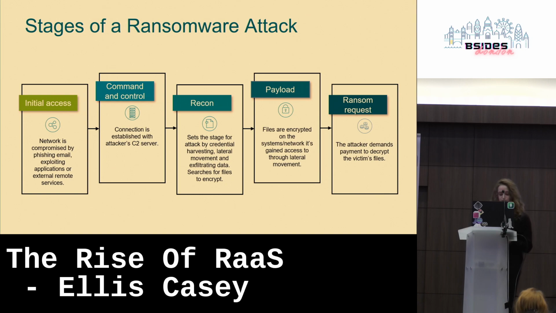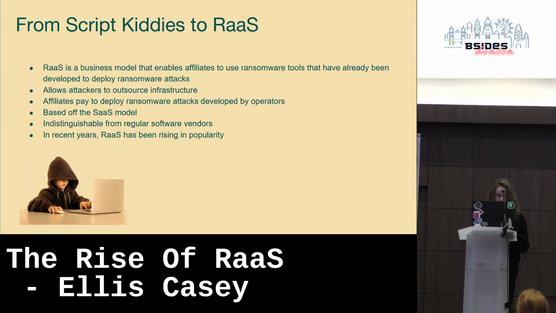In the next phase, the ransomware sets the stage for attack by credential harvesting and moving through the network, providing, of course, it's not just looking at the local file system, and exfiltrating data it finds, which is then sent back to the attacker through the command and control server. It also searches for files to encrypt, and then the payload is executed, and all the files are encrypted on the systems it's gained access to through lateral movement. Depending on the adversary's focus and who their target is, they might switch to primarily identifying valuable data and exfiltrating it. And then finally, the ransom request is displayed, where the attacker demands payment to decrypt the victim's files.